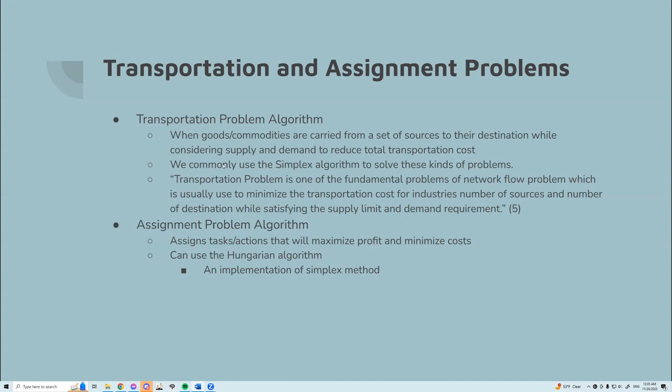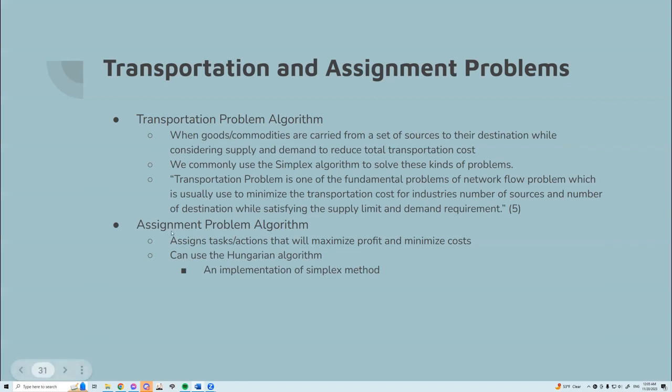And then this quote here: transportation problem is one of the fundamental problems of the network flow problem, which is usually used to minimize the transportation costs for a number of sources and a number of destinations, while also satisfying the supply limit and demand requirement. For this one, we can also use the simplex algorithm, as we described earlier, to solve these kinds of problems. And we'll give an example of that later on.